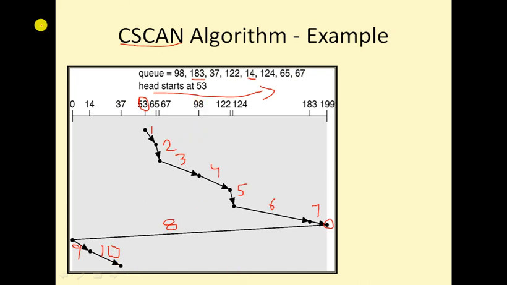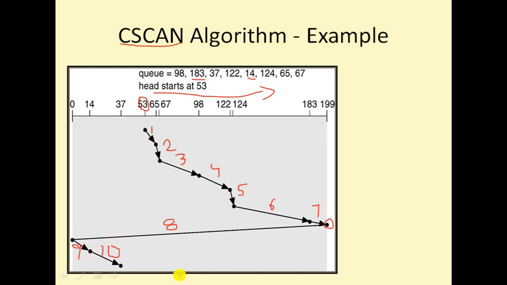In this algorithm, the head starts from 53, takes the maximum value direction, and moves to the end of the direction. From the end, it comes back to the starting track number position. From there it again reverses. In the reverse direction, it accepts the requests available in the ready queue. So this is how the head moves using the CSCAN algorithm.